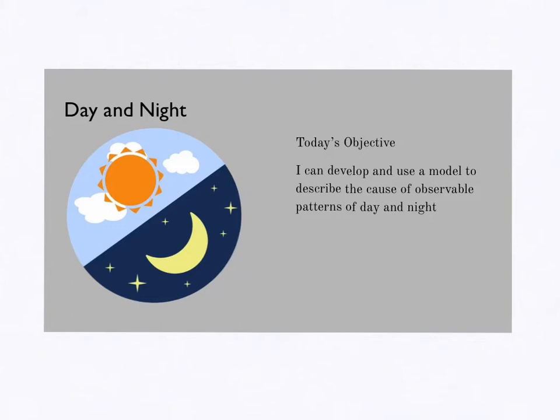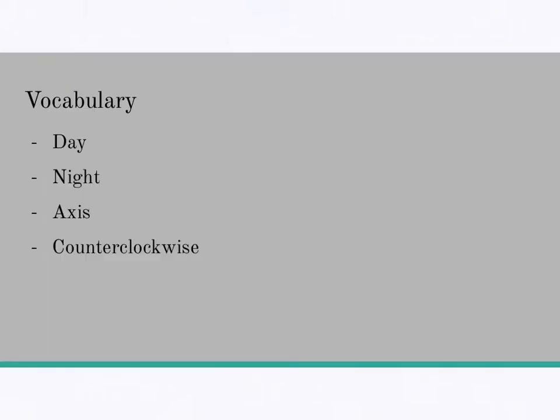Hello, seventh grade. Today we are looking at day and night, and our objective is I can develop and use a model to describe the cause of observable patterns of day and night. So we will be able to develop and use a model to describe day and night, is basically what we are doing today.